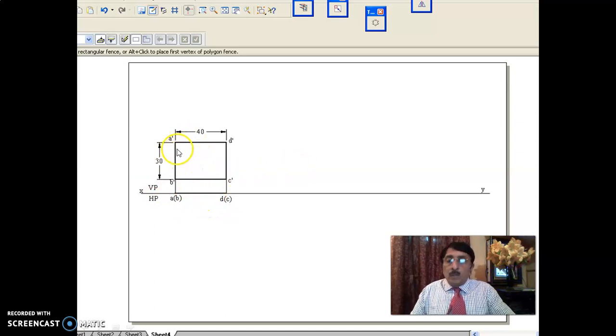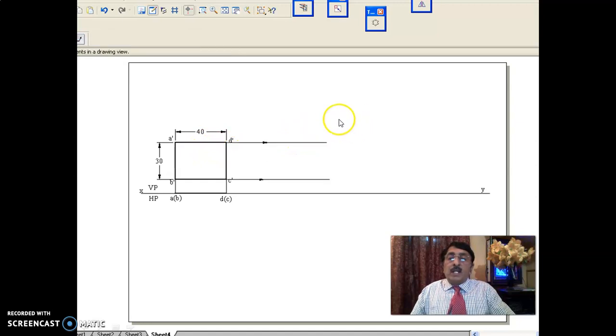Now, I've told you whichever edge is perpendicular to XY line will not reduce in length, but the other will start reducing in length. Now, if you pull it like this for a certain inclination to VP, this 40 mm edge will be parallel to HP. As a result, it won't change. Okay, you see here.